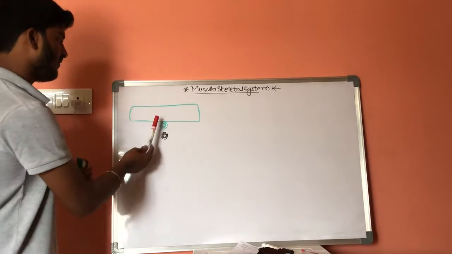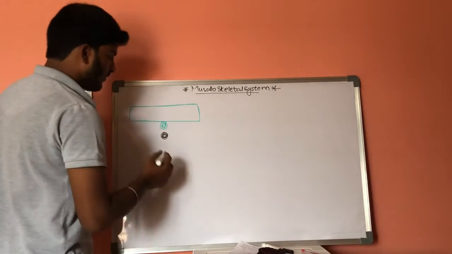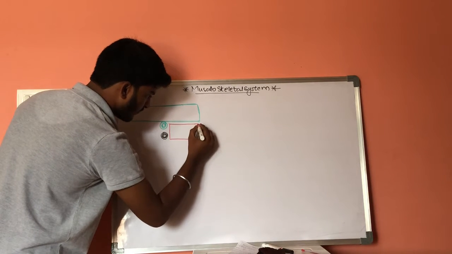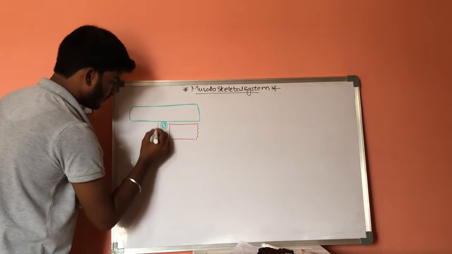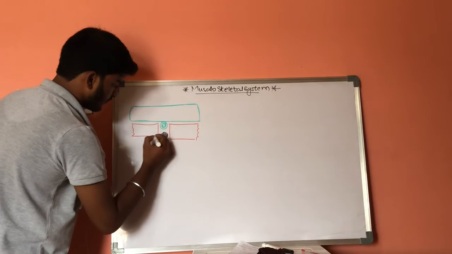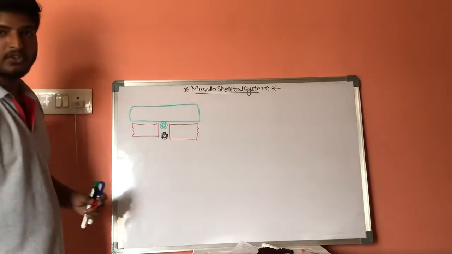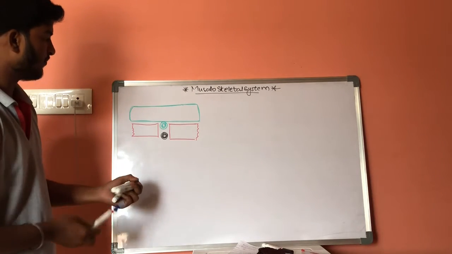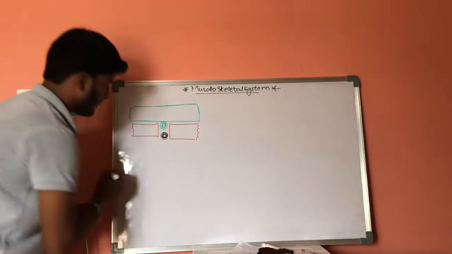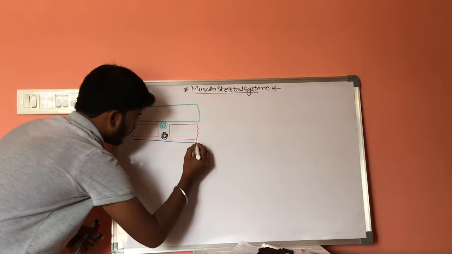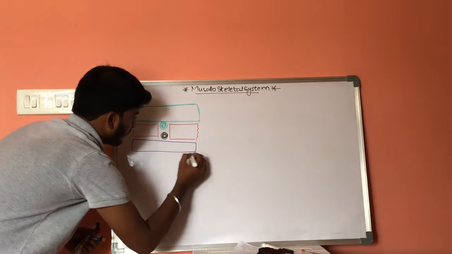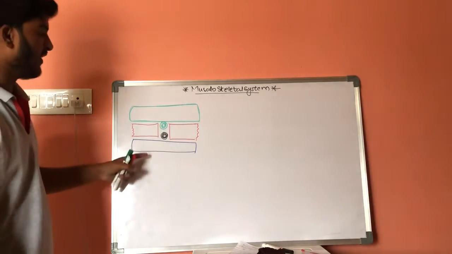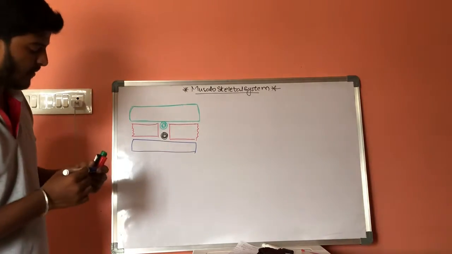On either side of the neural tube and notochord it consists of mesoderm. Let us consider this is a mesoderm, and below the mesoderm it consists of endoderm. Ectoderm, mesoderm and endoderm. These are the three trilaminar regions.